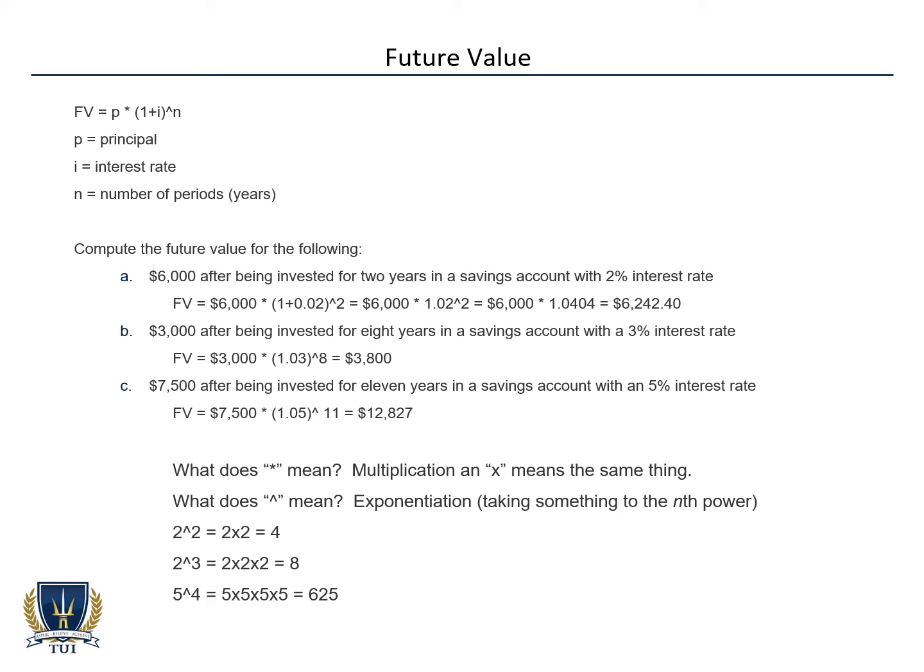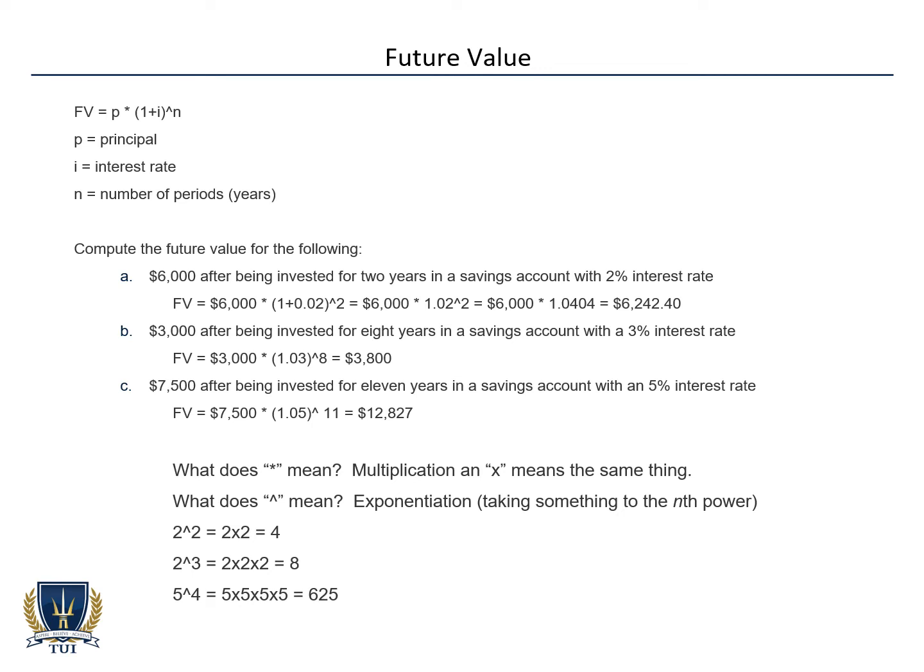Now, the next one is for 8 years. So question B, we have 3,000, we're going to invest it for 8 years in a savings account that pays 3%. 3,000 times 1.03 to the 8th power is 3,800. So 1.03 times 1.03 times 1.03, 8 times, right? 1.03 times itself 8 times gets you to a number that when multiplied by 3,000 equals 3,800. And you do that on a calculator, right? You should see an x to the y function on your scientific calculator, and you can just take 1.03 to the 8th power, multiply it by 3,000, and get 3,800.